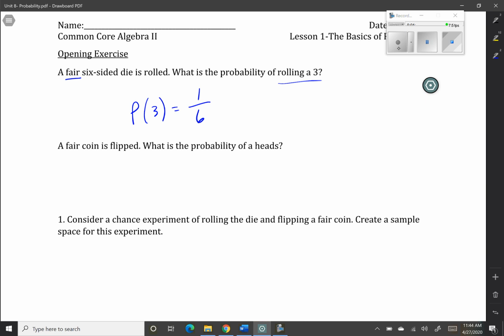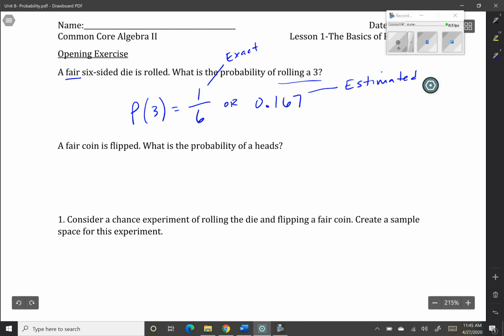Now, probability can be shown 2 ways. It can be shown as a fraction, which is the exact probability, or it can be shown as a decimal. So if I divide 1 by 6, I would say 0.167. So this is the estimated, because it was rounded, probability. Sometimes probability is better as a fraction, sometimes it's just good enough as a decimal. Whenever we're talking about probability, we always round to 3 decimal places. That's kind of a general rule of probability, and we go from there.